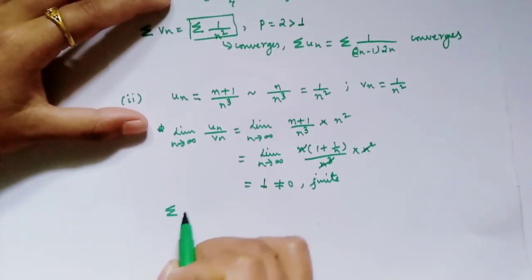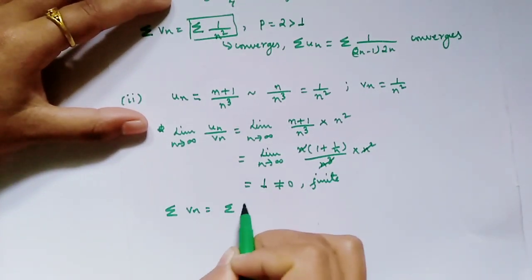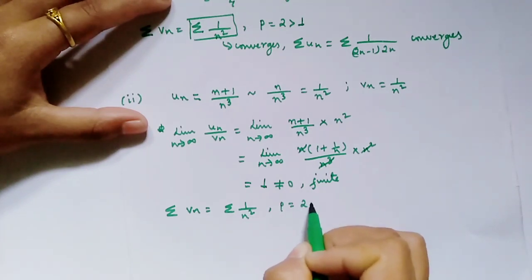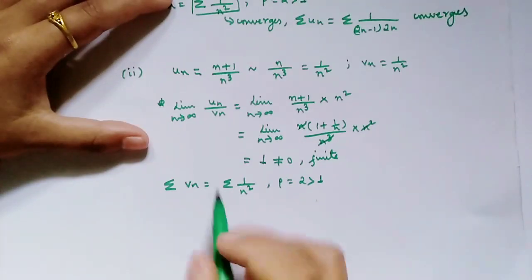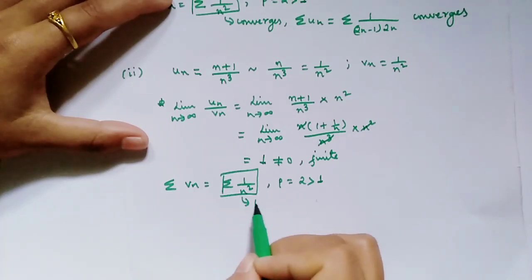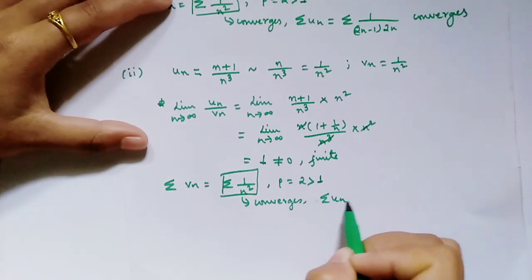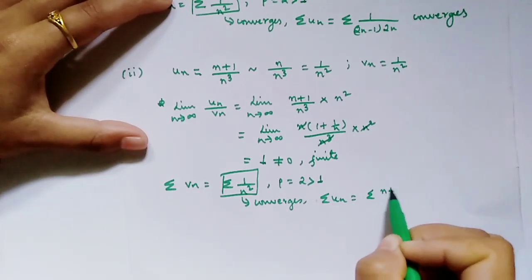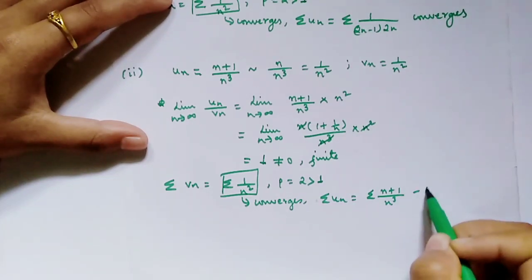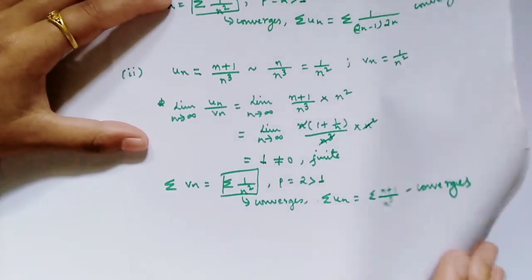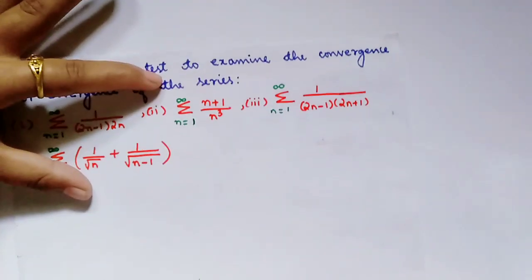Now take the series Vn, summation 1 upon n squared. This is a p series with p equal to 2, which is greater than 1. Since p is greater than 1, this series converges. If Vn converges, then summation un, which is summation (n plus 1) by n cube, also converges by the comparison test. We do the third one.